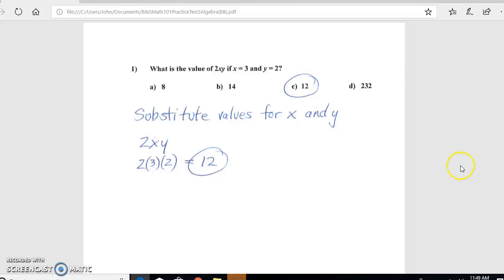This is the practice test for algebra. Here we're working on problem number 1, and it states, what is the value of 2xy if x equals 3 and y equals 2?